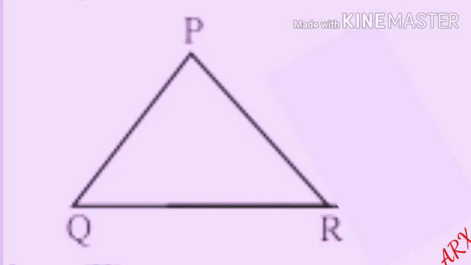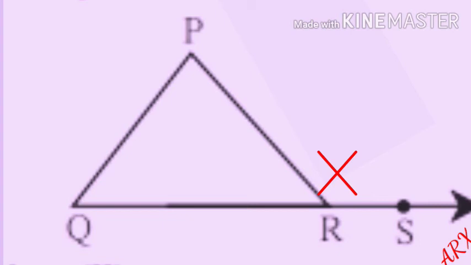When any side of a triangle is extended, then the angle formed is the exterior angle of the triangle. For example, in the figure, triangle PQR, side QR is extended and point S is on that extended side. So angle PRS is the exterior angle of the triangle. Whereas angle PRQ and angle PRS are angles in a linear pair. So always remember, an exterior angle is an angle in a linear pair with any of the angles of the triangle.